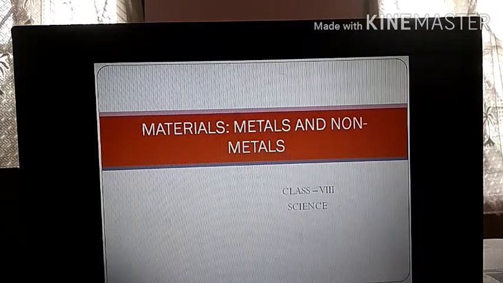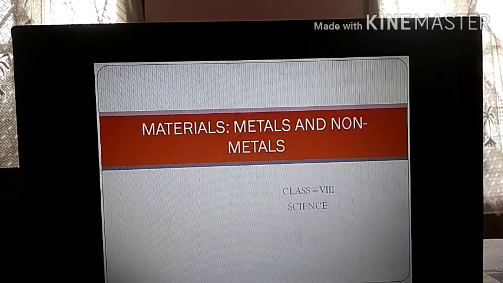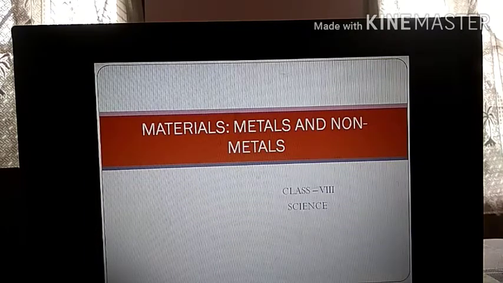So today we are going to start a new chapter, that is materials, metals and non-metals. In this particular chapter we are going to study what are metals, what are non-metals, their physical properties, their chemical properties. So we'll study all these things in this particular chapter.